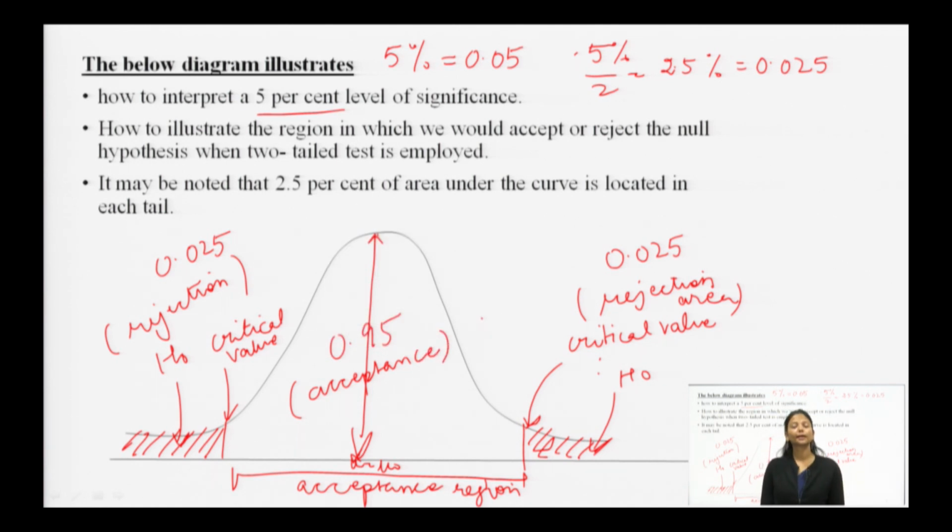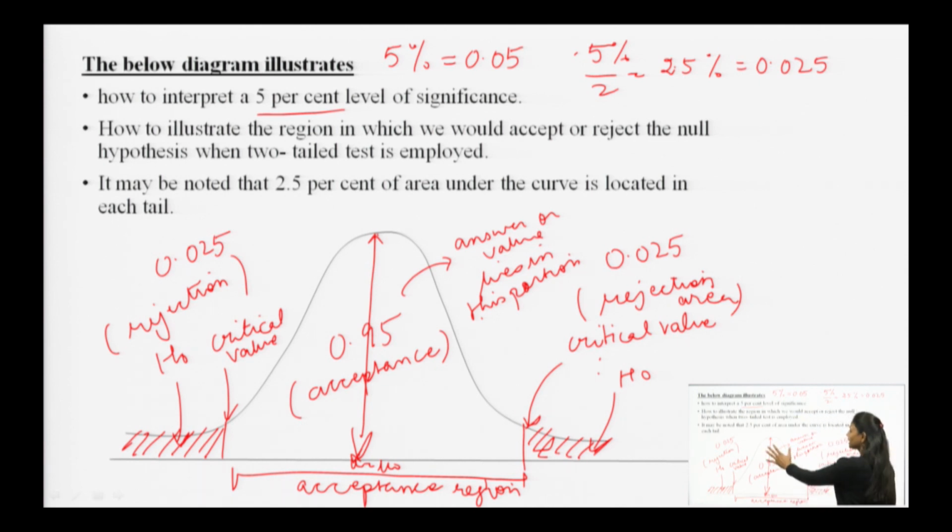What do we mean by acceptance and rejection area here? This acceptance area shows that my answer or values lie in this portion. If we are accepting this area, that means my answer after doing the test lies in this portion, whereas if my answer lies in this part, that means I will not reject this area but I will accept this area, and this leads to one of the errors which we talk about.